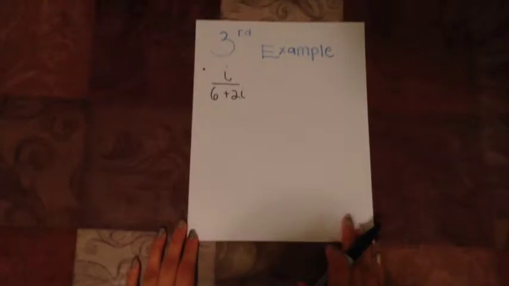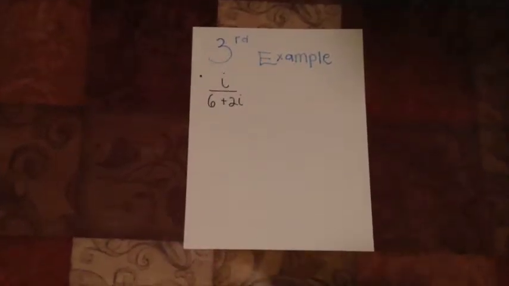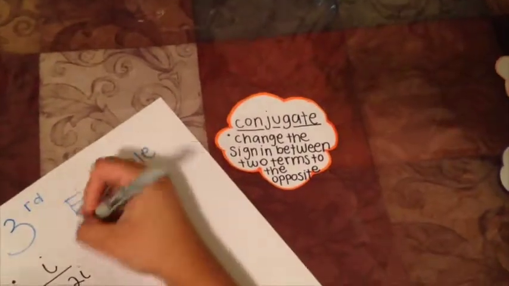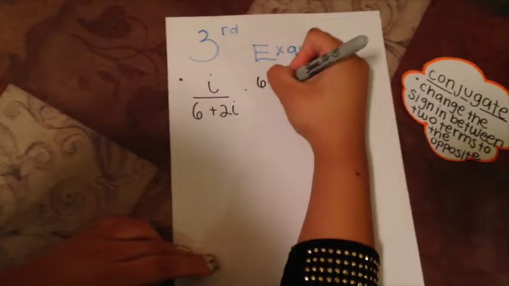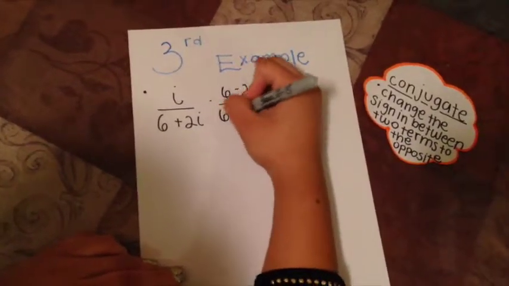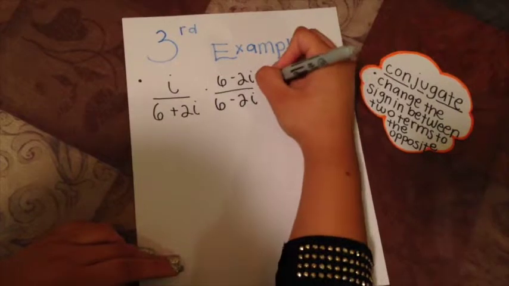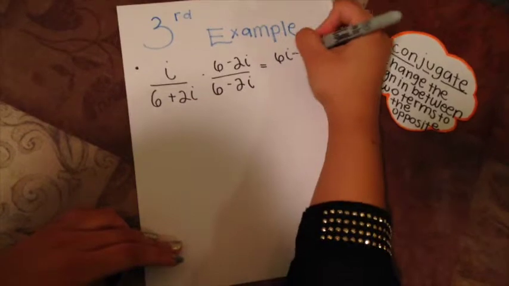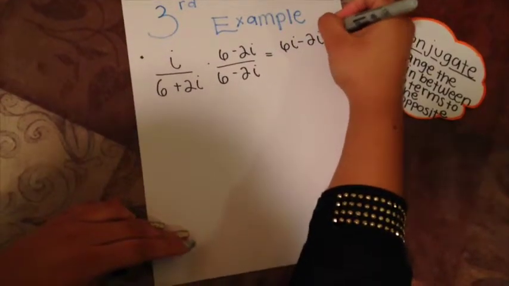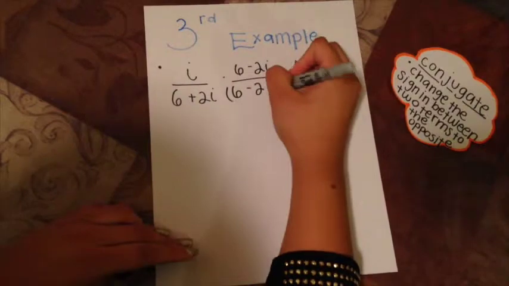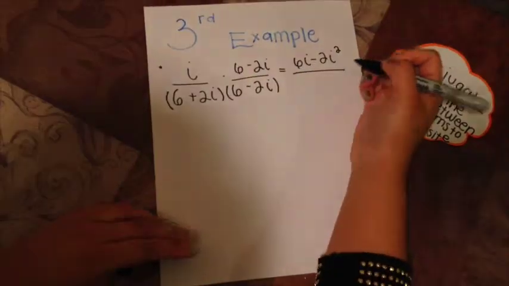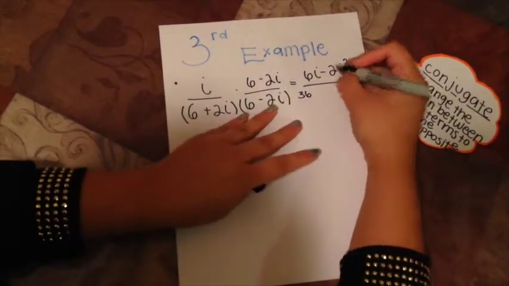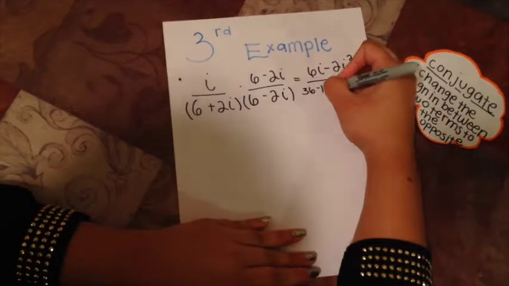The third example says i divided by 6 plus 2i. Since i is in the bottom, again we have to multiply by its conjugate, which is going to be 6 minus 2i over 6 minus 2i. For the top, we just have to distribute the i to both places. You're going to get 6i minus 2i squared over, for the denominators, we have to do FOIL again, which is first, outer, inner, last. 6 times 6 equals 36. 6 times -2i equals -12i.